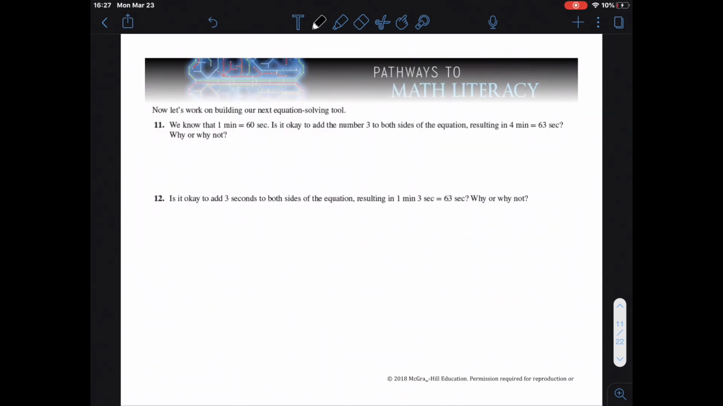Okay. So now let's work on our next tool. So we have to be a little bit careful when we have addition or subtraction. So we know 1 minute is equal to 60 seconds. So is it okay if we just add 3 to both sides of the equation, resulting in 4 minutes equals 63 seconds? So no, we can't do this. 4 minutes is a lot longer. So 4 minutes is not equal to 63 seconds. Okay. So we added 3 minutes to one side, but 3 seconds to the other. So we didn't add the same quantity.